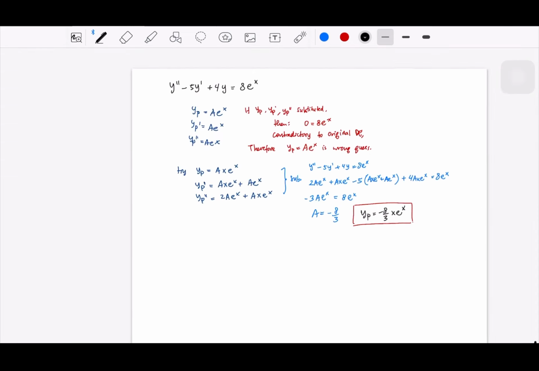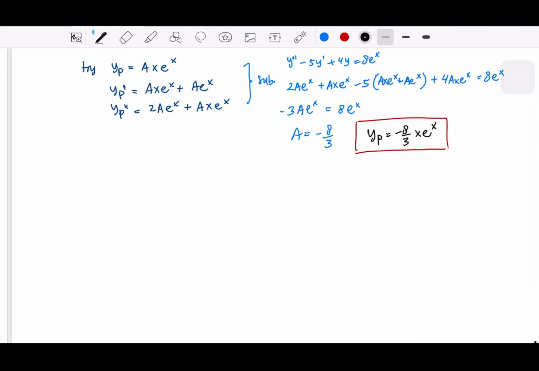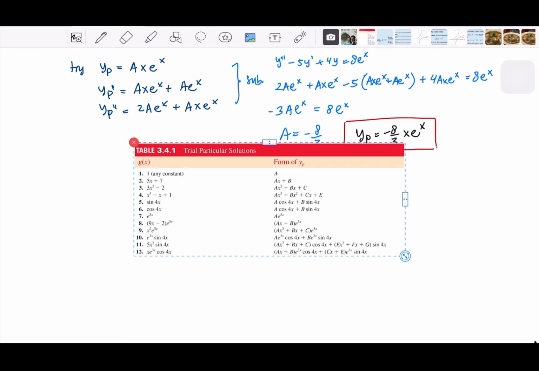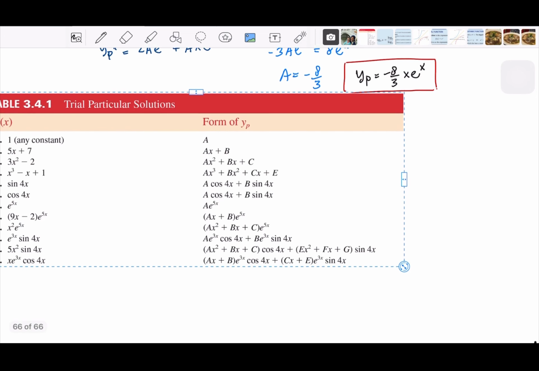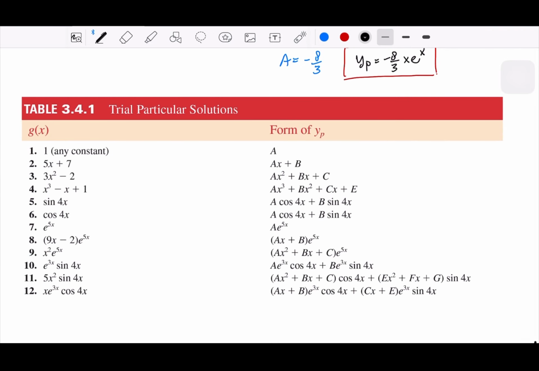Okay, now let me give you the table of some assumptions or predictions that we might need. And this is also something you can try for some differential equations. So this is a trial for some particular solution. So if we have a constant, then the form is just a constant. So it is a coefficient a.